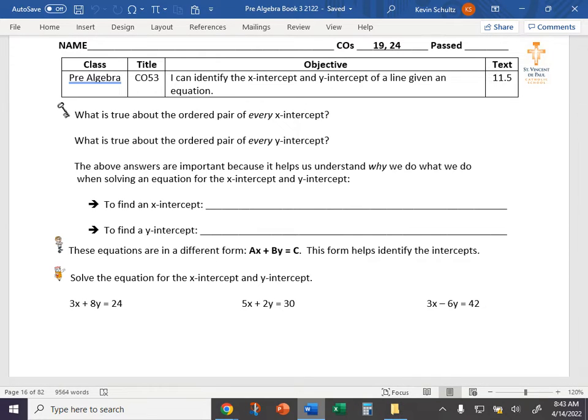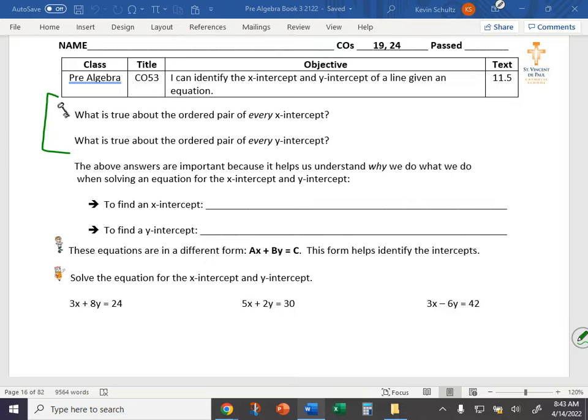Today, pre-algebra, we are continuing our study of x-intercepts and y-intercepts. Yesterday, we looked at how to identify one given a coordinate plane, given a graph. Today, we're going to look at how to calculate one when you're given the equation of a line. So maybe the same graph, but in equation form, not on the coordinate plane. We go back to what we ended objective CO53 with because it's that important.